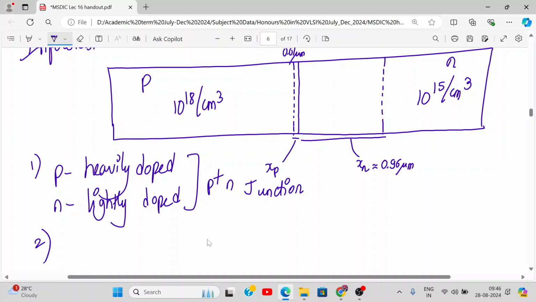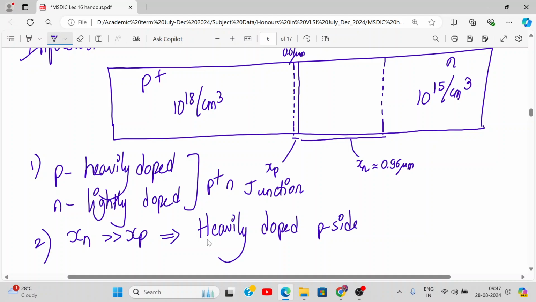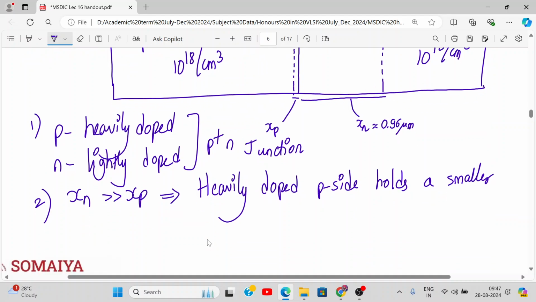Second thing we can comment is XN is very much larger compared to XP. What does that mean? That the heavily doped region P plus, you can write, heavily doped P side holds a smaller portion of depletion width. Correct?